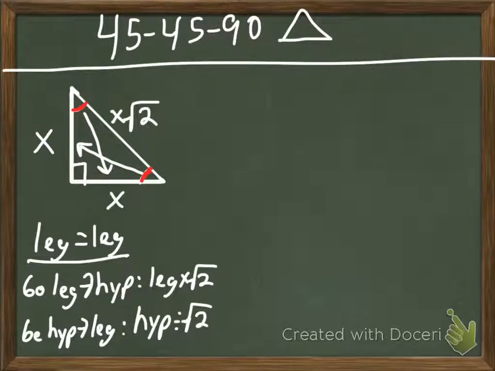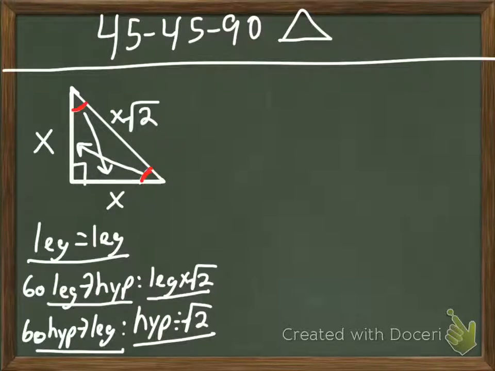So let's say you wanted to go from the leg to the hypotenuse. What you're going to do is you're going to look at the leg, and you're just going to multiply it by square root 2. And that'll give you the hypotenuse. Well, let's say you wanted to go from the hypotenuse to the leg. Well, you would divide your hypotenuse by square root 2. And that's how you go hypotenuse to leg.